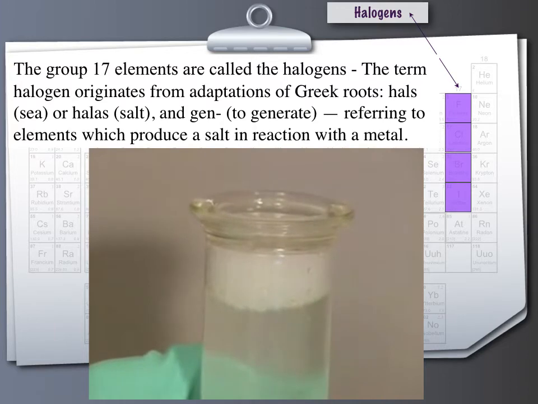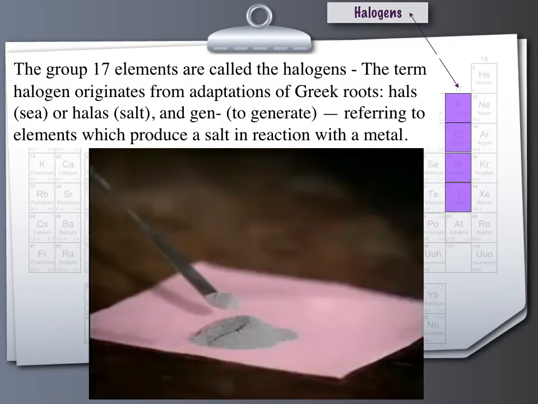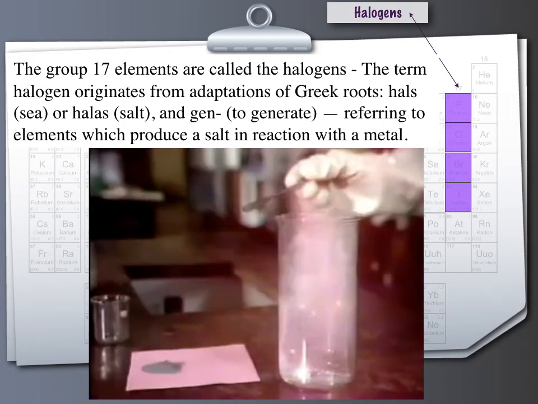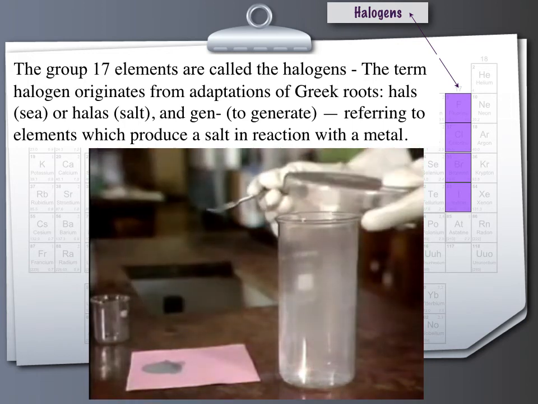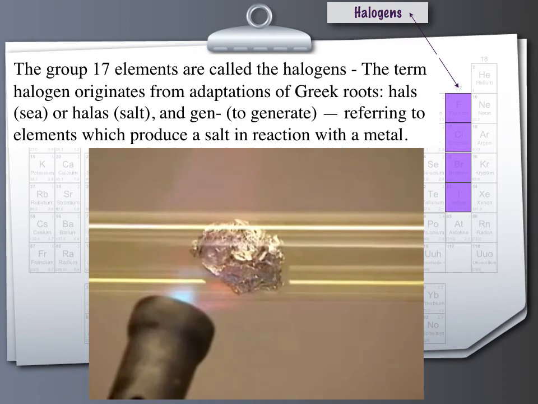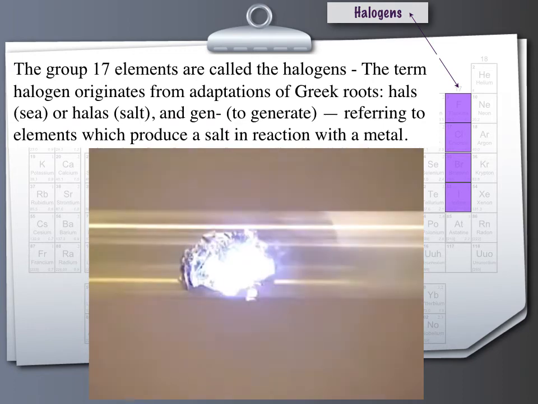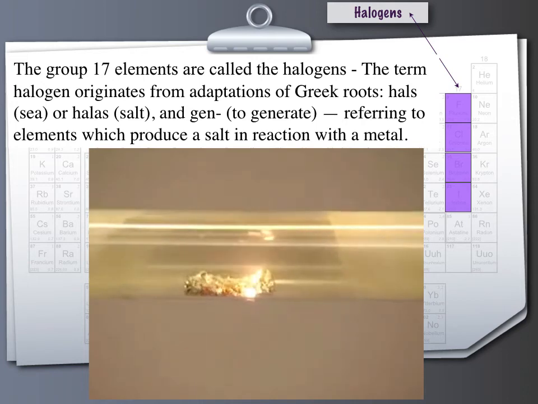Now let's see how the halogens react with aluminium. When aluminium powder meets fluorine gas, the reaction's over in a flash. To get chlorine to react with aluminium, I'll heat some foil in a stream of the gas. The white fumes are aluminium trichloride.